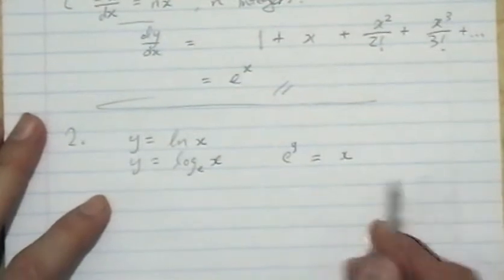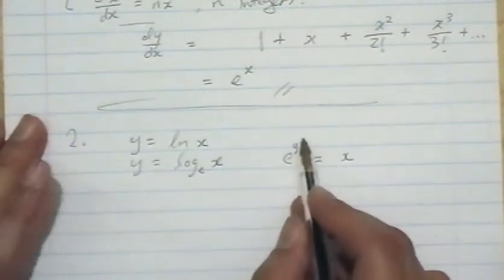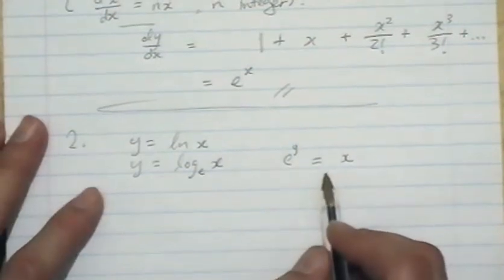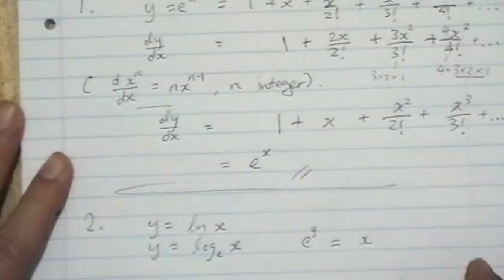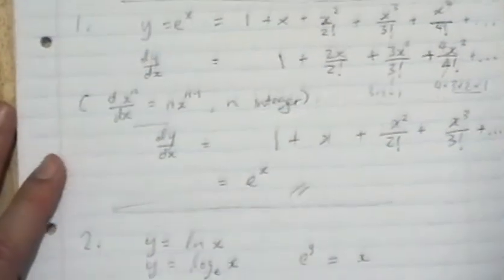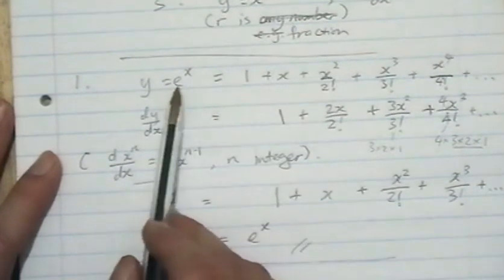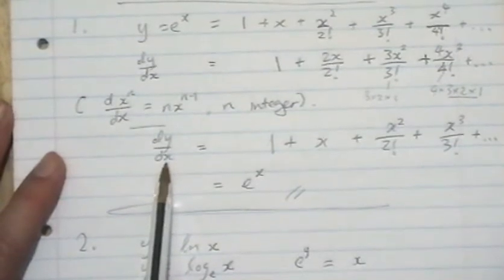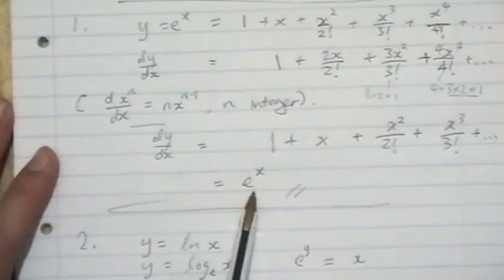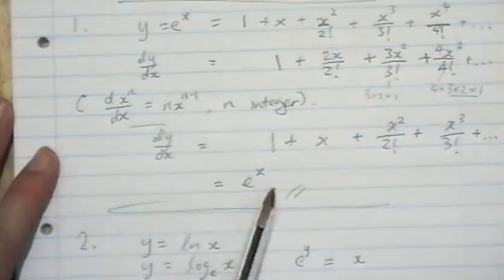I shall differentiate with respect to y. Okay, I shall make use of the previous results. I know that when I differentiate e to the power of x, I get back the same e to the power of x. This is when I differentiate with respect to x.